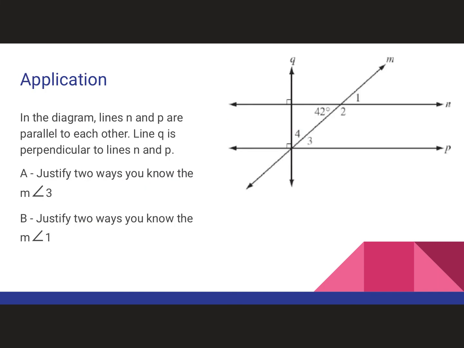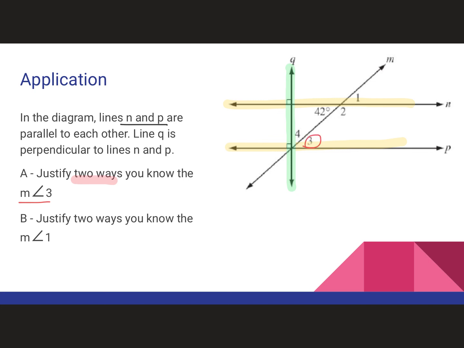So, let's talk about some application. In this diagram, lines N and P, so you can see, I'm going to highlight our parallel lines. Lines N and P are parallel. These lines are parallel. And line Q is perpendicular. Line Q is this line right here. Perpendicular means they meet at a right angle. So we are going to justify two ways that we know the measure of angle 3.